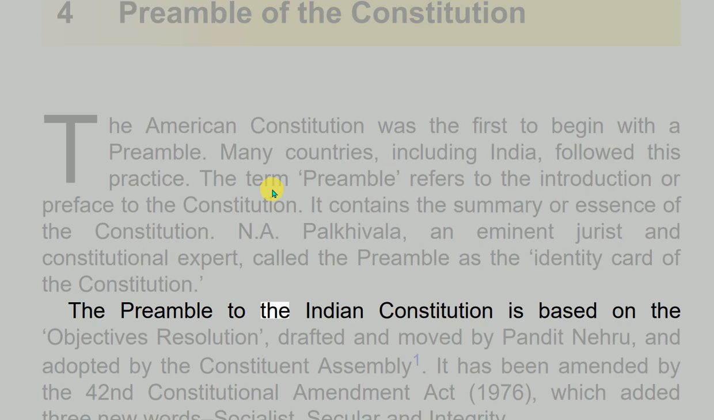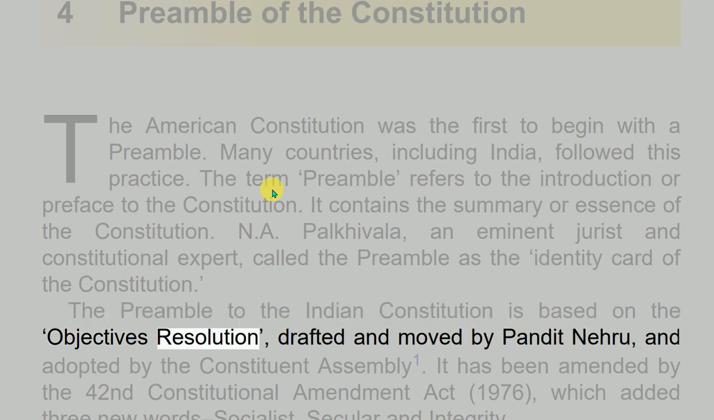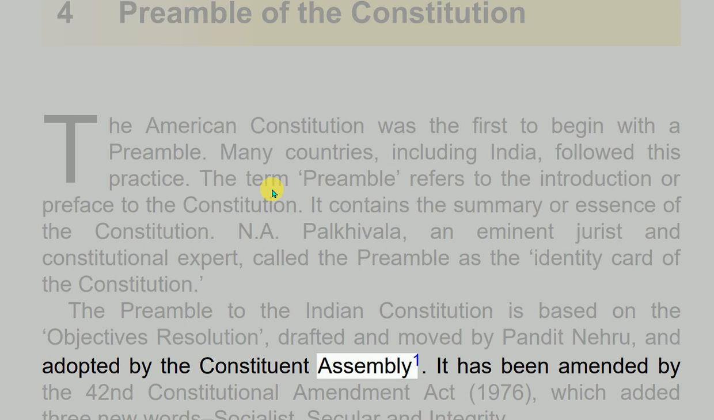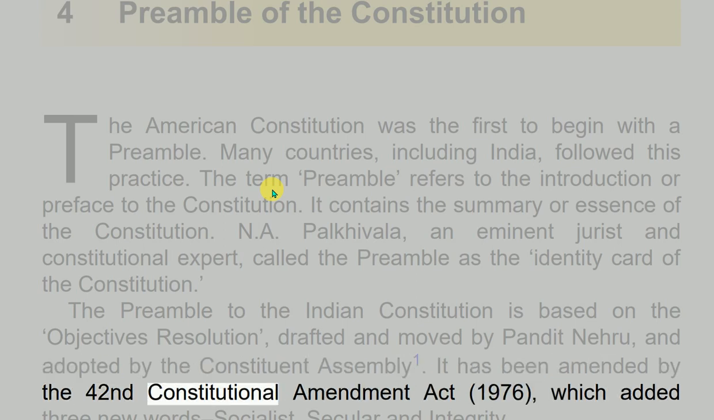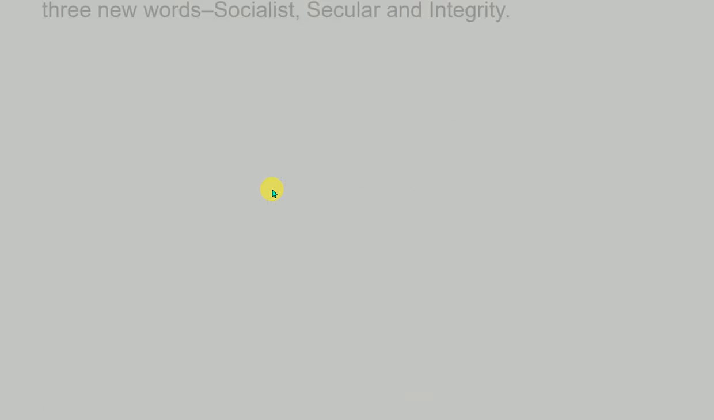The preamble to the Indian Constitution is based on the Objectives Resolution, drafted and moved by Pandit Nehru, and adopted by the Constituent Assembly. It has been amended by the 42nd Constitutional Amendment Act, 1976, which added 3 new words: socialist, secular, and integrity.